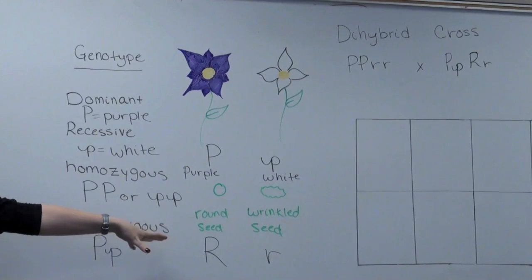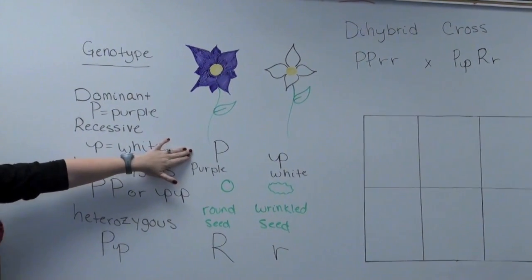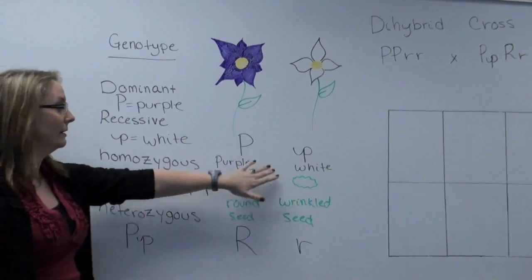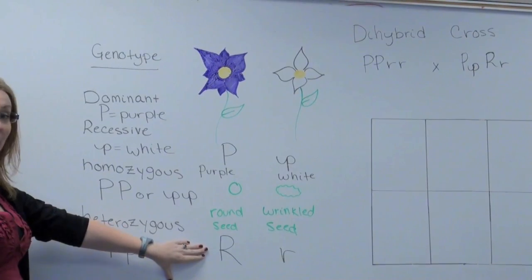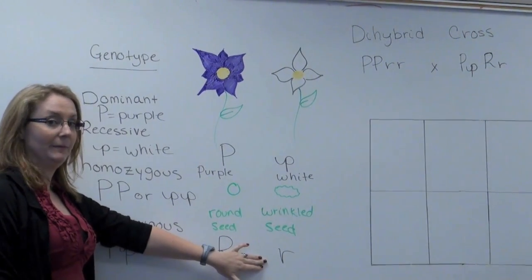Now, you always want to make sure that you define your alleles. So, I've already done it. I've given the capital P for a purple flower, lowercase p for white, capital R for a round seed, and a lowercase r for a wrinkled seed.